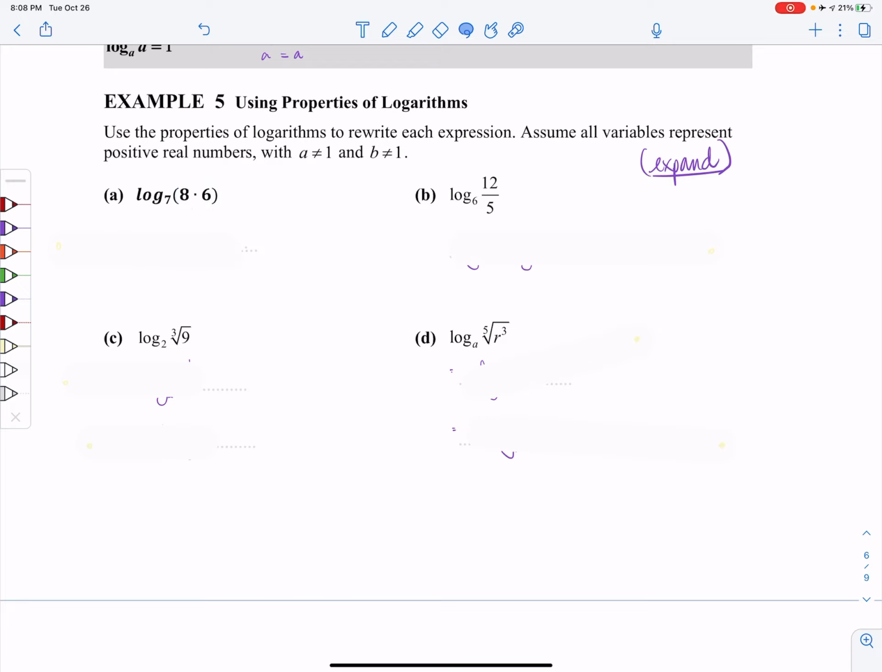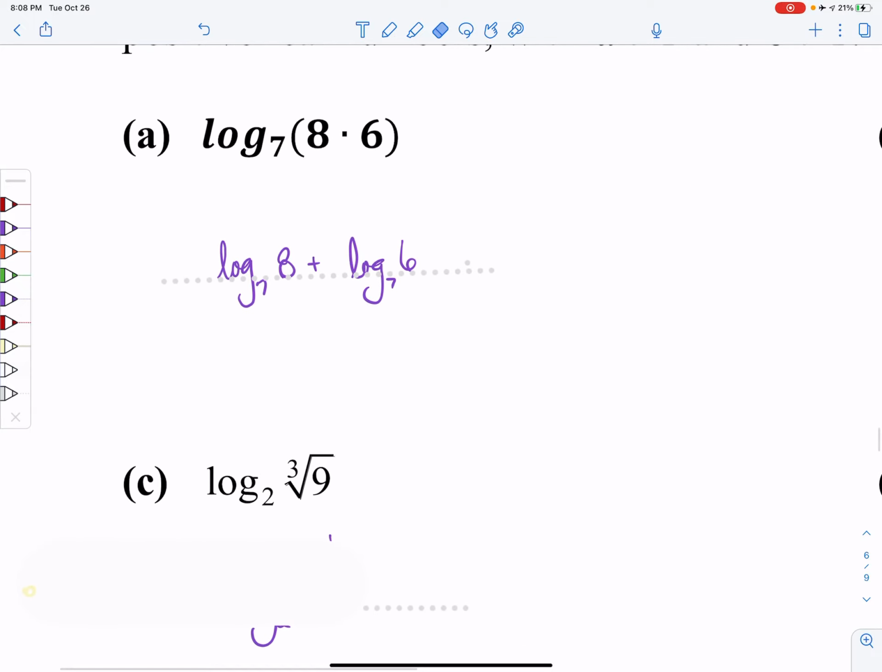So the product rule says the log of a product will be the sum of two logs. So we're going to take log base 7 of 8 and add to that log base 7 of 6. Once again, I drew the dashed line there simply so that you could see that the base 7 is written lower than the rest of it is.